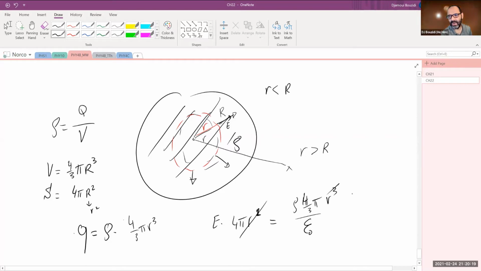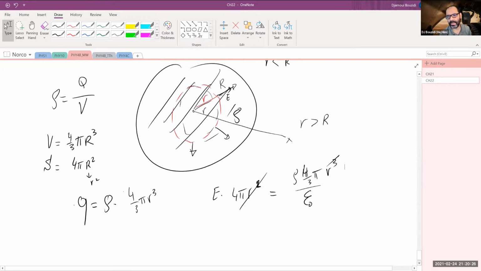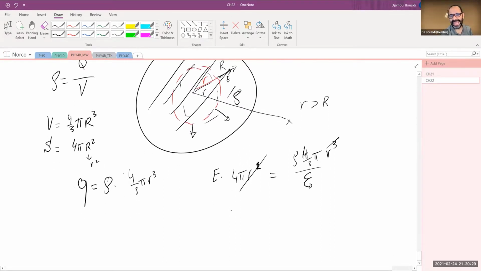Cancel the r squared and the r cubed, and you'll be left with, and if you like the 4 pi, don't cancel the 4 pi yet, because there is a reason why I kept them in there. So the answer is going to be E inside is going to be equal to rho, and rho, remember, is equal to Q over 4 pi r cubed, and I'm going to put the 3 upstairs, okay? So, the 3 cancels the 3 here, and the 4 pi cancels the 4 pi in here, and the r cubed will be left.